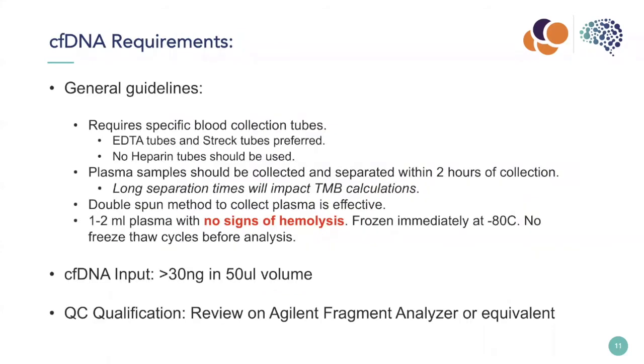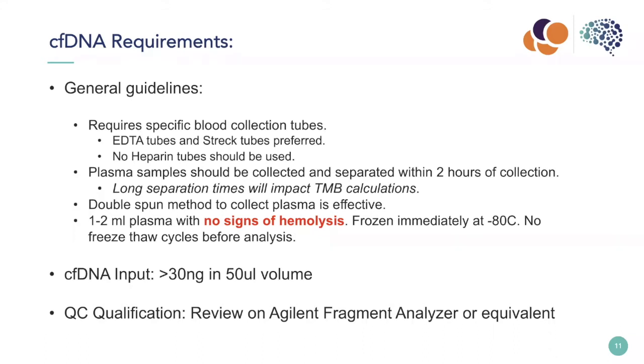So the cell-free DNA requirements, general guidelines, to highlight the key takeaways. Heparin tubes really cannot be used or should not be used. EDTA tubes and Streck tubes are preferred, with perhaps a bit of an advantage to the Streck tubes in a number of publications to help prevent hemolysis of the samples. And as noted earlier in the presentation, plasma samples should be collected and separated quickly after collection.